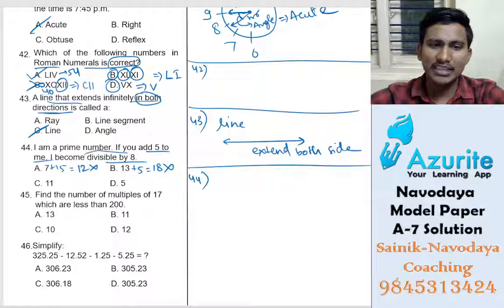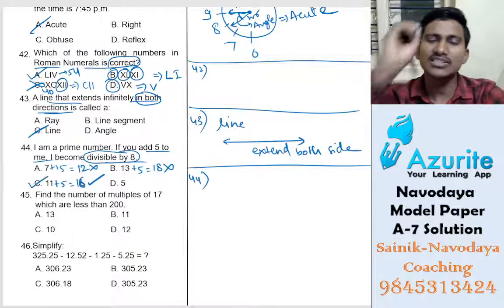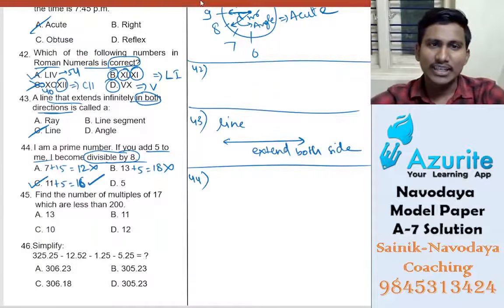It is divisible by 8, right? Means it should come in 8 table. So 11 plus 5 is how much? 16. 8 2s are 16, this will come in 8 table. 8 2s are 16, that is why answer is option C here, right? So that is what they have given. I am a prime number, if you add 5. So what you have to do? You have to add 5 and check divisible by 8, right?